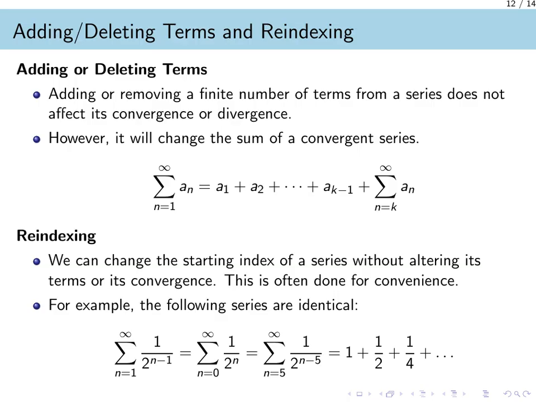For example, the geometric series shown can be written in several equivalent ways. Whether we start at n equals 1, n equals 0, or even n equals 5, we adjust the formula for the general term to ensure the sequence of terms being added remains identical. In summary, these two properties give us flexibility in how we write and analyze a series.